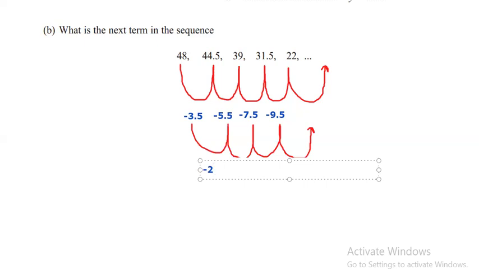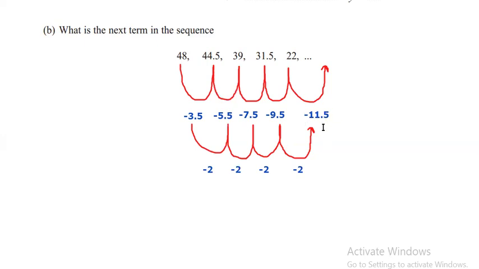So this means we subtract 2 each time we go from one number to another. Negative 7.5 to negative 9.5, we subtract 2. It means we have to subtract 2 to know this number. So negative 9.5 minus 2 will give me negative 11.5. This means here, negative 11.5.